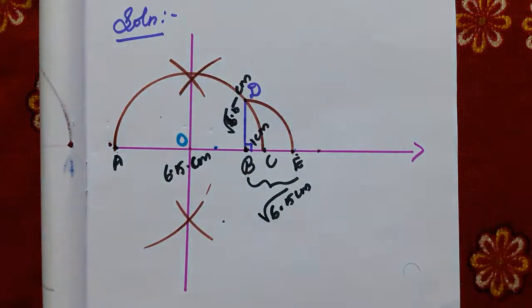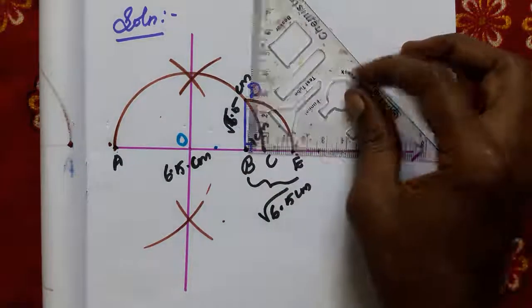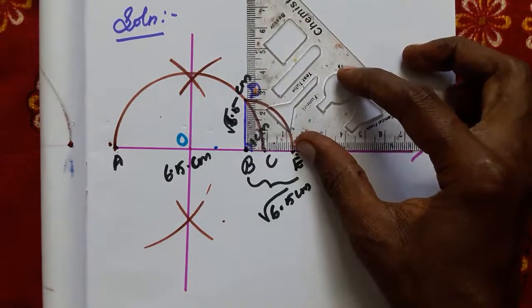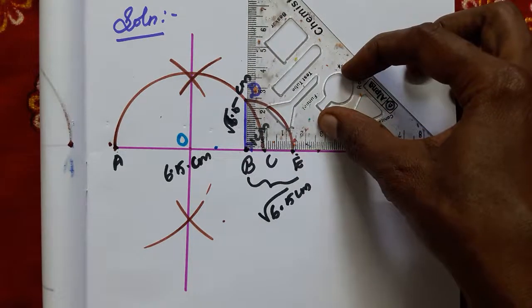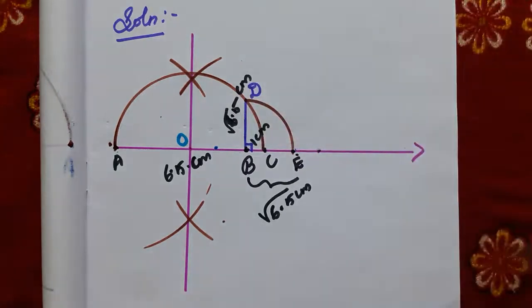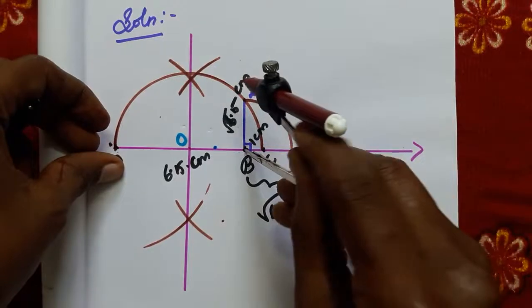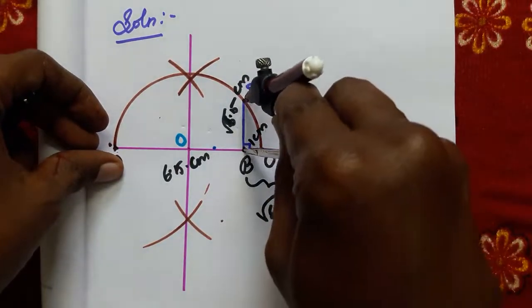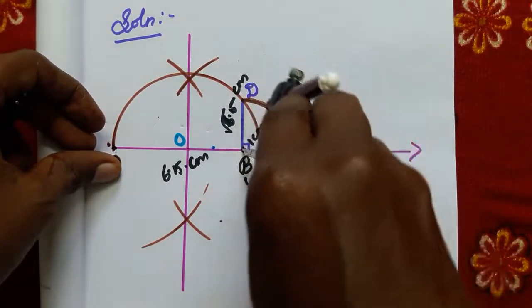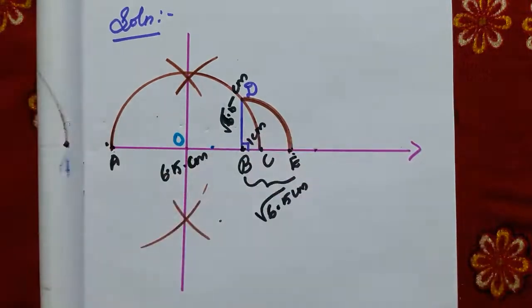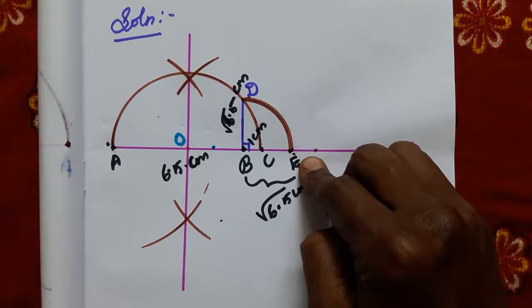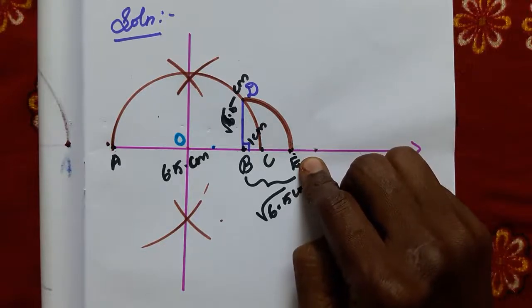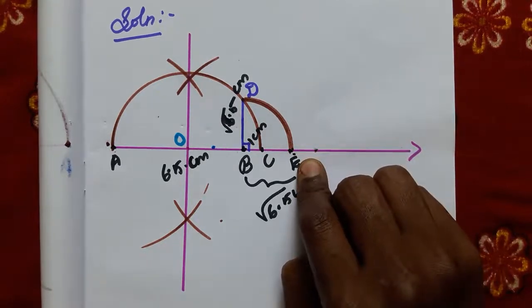Next, we have to draw a perpendicular line BD using set square. Now you have to take BD as radius with B as center. You have to draw a arc. Now BD is equal to root 6.5 centimeter. Have you understand this?